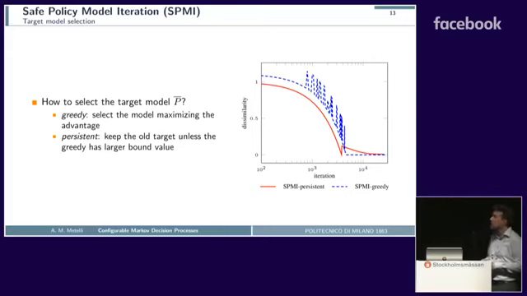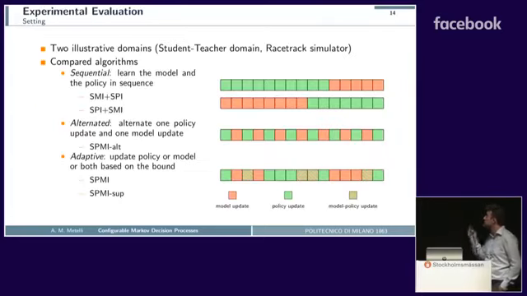In order to avoid this behavior, we can resort to a persistent target choice in which we keep our target fixed unless we find a greedy model which yields a better bound value. Essentially, the greedy approach is based on maximizing the advantage. The persistent is based on maximizing the bound, almost.